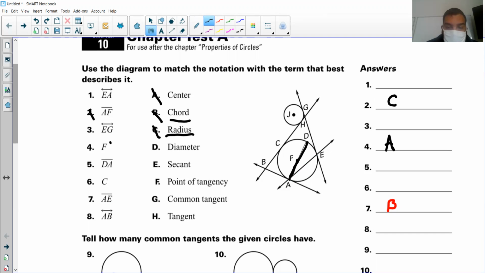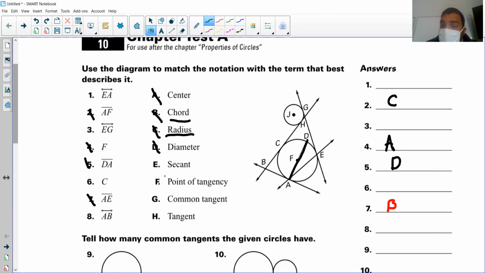And then what do we use? 2, 4, and 7. All right, next one, diameter. A diameter is a line that goes through the center. So through the center, it has to be AD. It's the only one on this picture. DA, AD, that's the diameter. So that's 5.